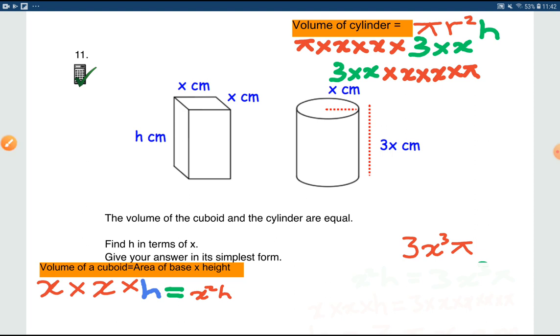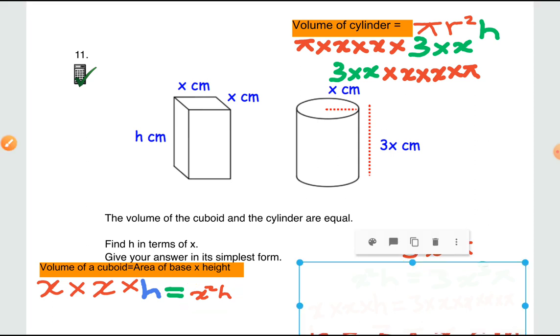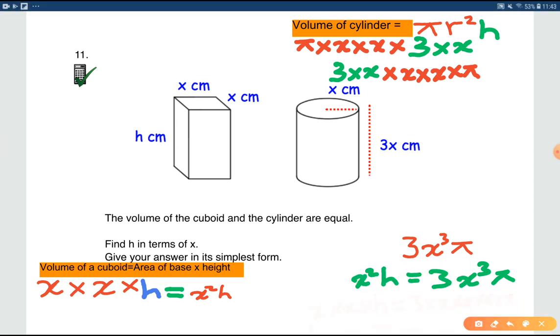So now we have the volume of the cuboid, which is x squared h, and the volume of the cylinder, which is 3x cubed times pi. And in the question they said the volume of the cuboid and the volume of the cylinder are equal. So therefore we can now write it like this. So this is the volume of the cuboid, and that was the volume of the cylinder, which is here.